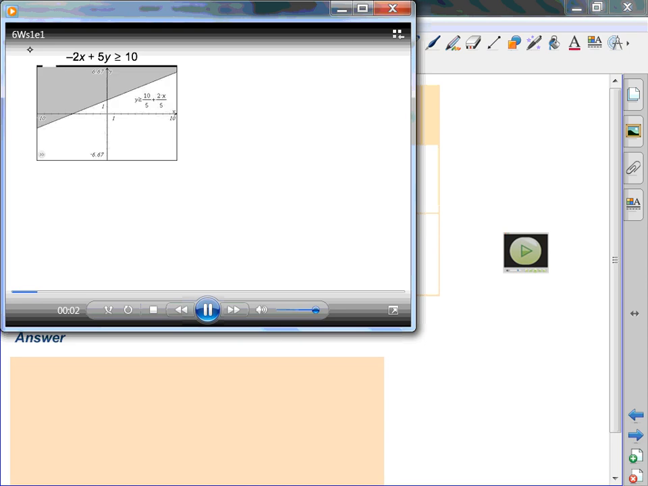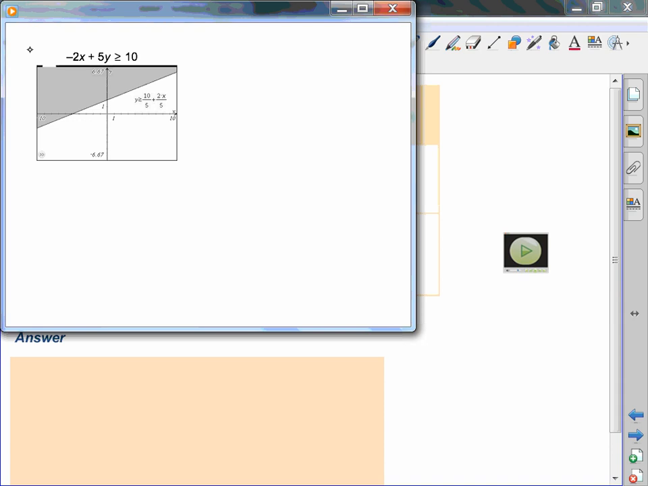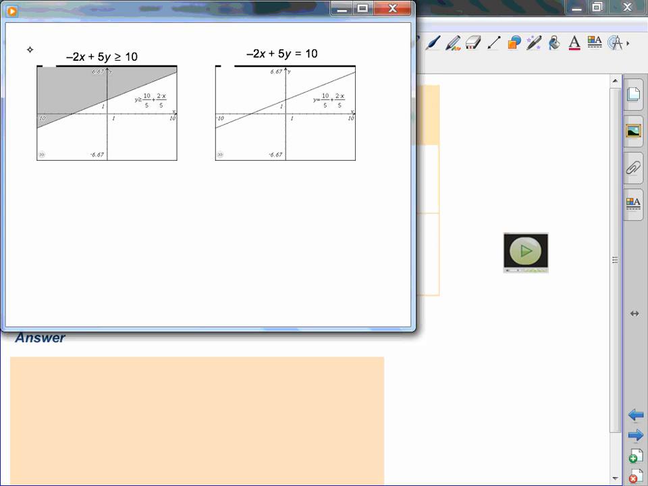I used my graphing calculator to graph each relation. Negative 2x plus 5y is greater than or equal to 10 describes the region that includes all the points on the line negative 2x plus 5y equals 10, as well as all points above this line. The graph of negative 2x plus 5y equals 10 includes only the points that lie on this line.